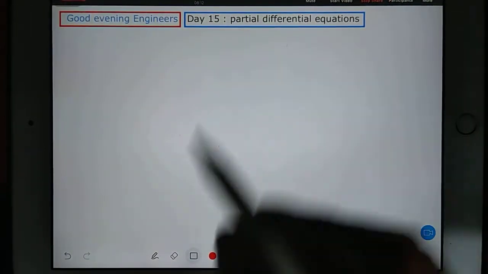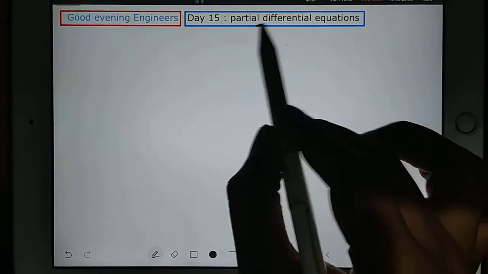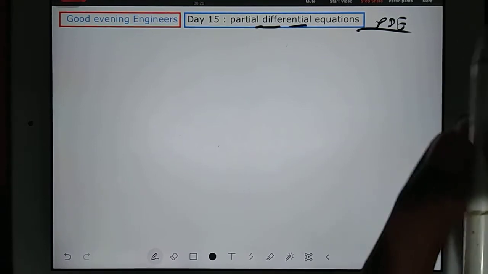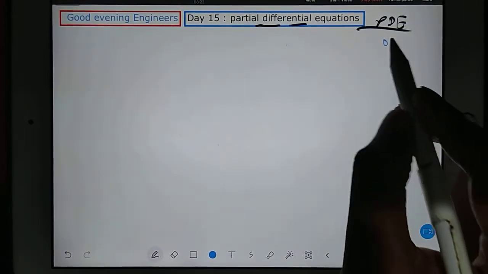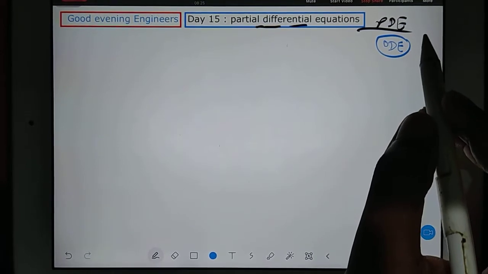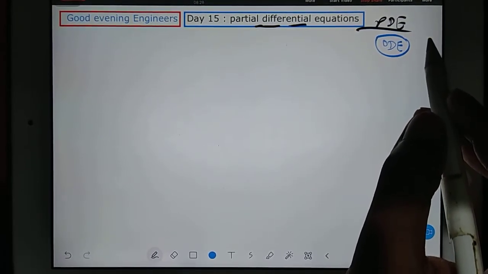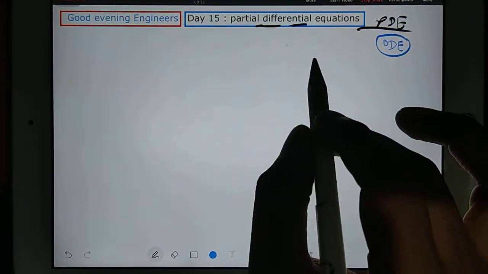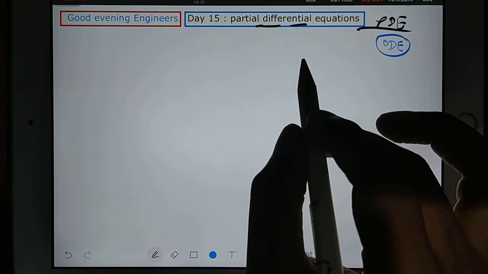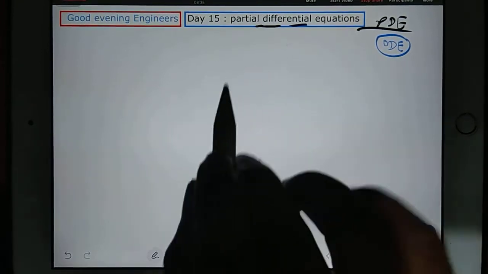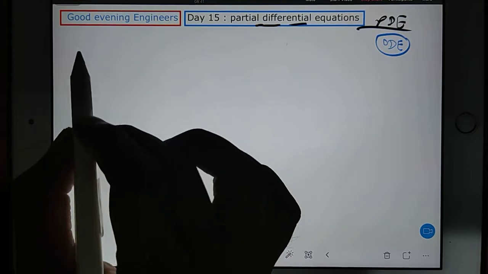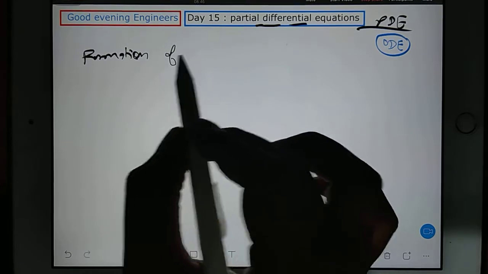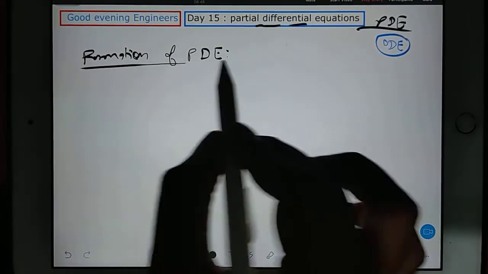This is our day 15 and we are starting PDE, partial differential equation. Now in partial differential equation we'll start from very basic, in the same way we started ODE. First we have to learn how to convert our equation into a PDE. So any equation will be given and we have to convert that equation into the partial differential equation. You can consider the topic as formation, like how we are going to form. So, formation of partial differential equation.